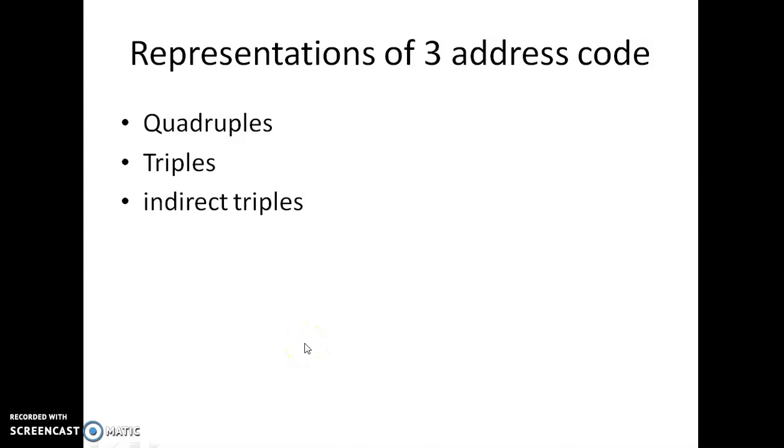Hello all, I am Divya Kumawat, and in this lecture we will be studying about representation of 3-address code, or the implementation of 3-address code. Basically 3-address code can be represented with the help of quadruples, triples and indirect triples in memory. Let us see all this one by one.